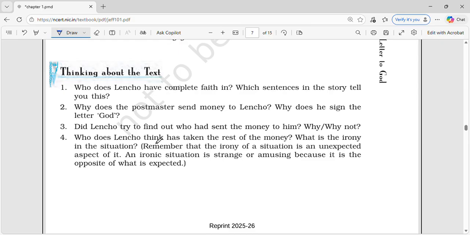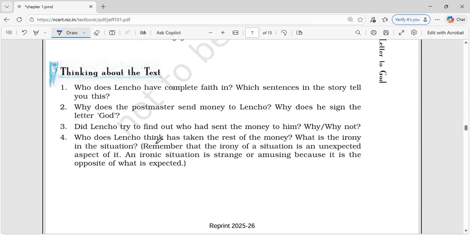Okay. And then next is, did Lencho try to find out who had sent the money? Why not? Basically, he did not, right? Lencho had complete faith that God had only sent him the money. He did not feel the need to find out who had sent it.